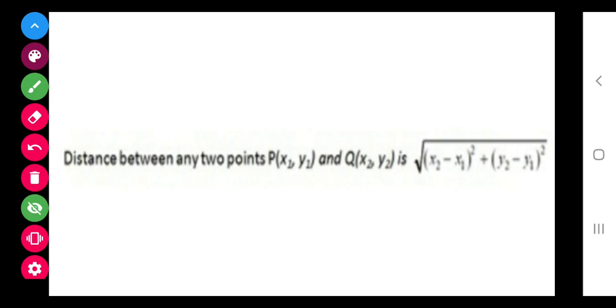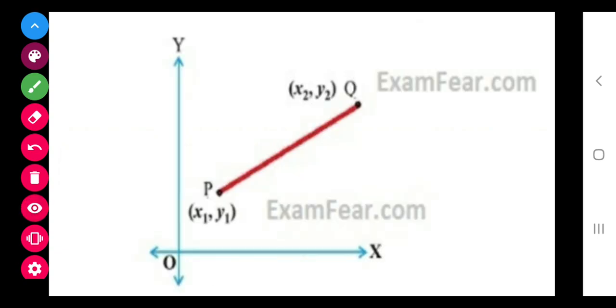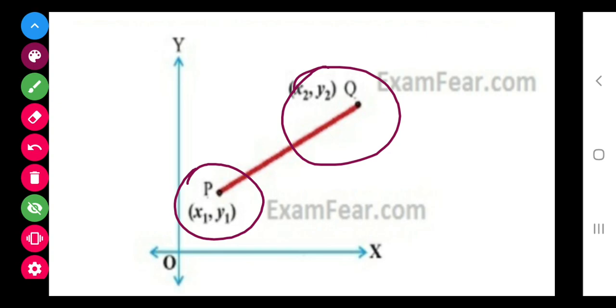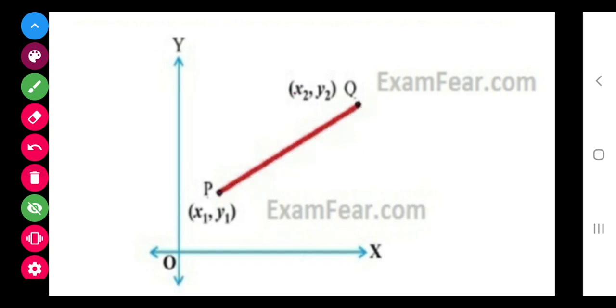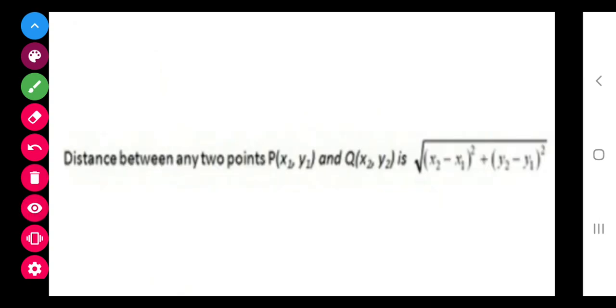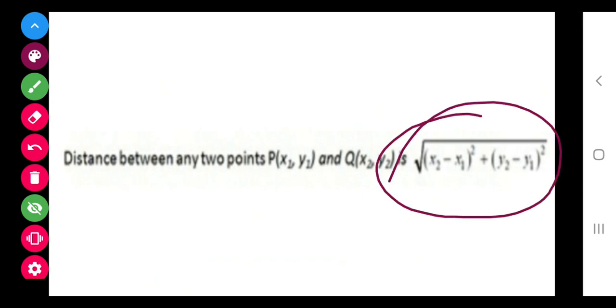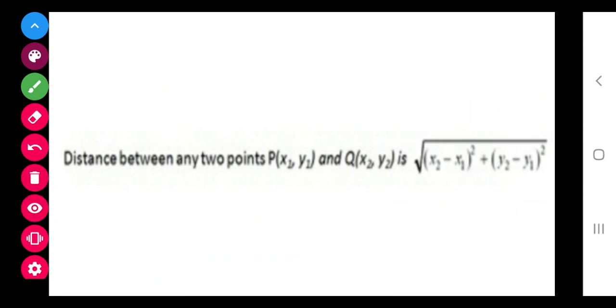Now class, what more can we do? Now this is the diagram for you: P and Q, and the distance I want to get in a coordinate axis is this distance. So how to get this distance? That's the formula that I have told you right now, this one formula. Now class, what more we can do about it, that I want to tell you.